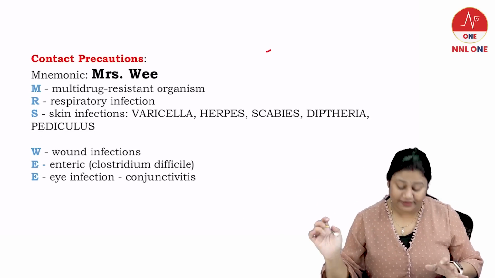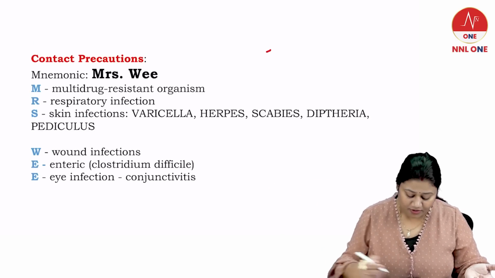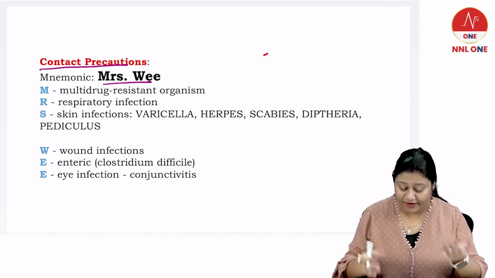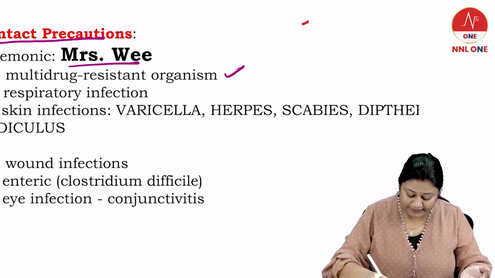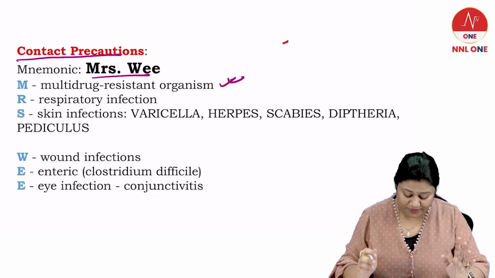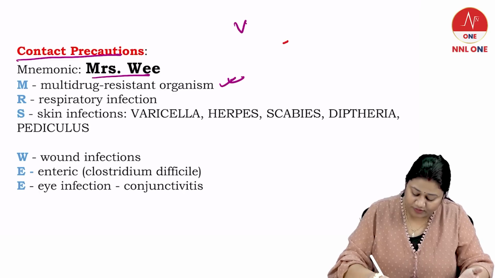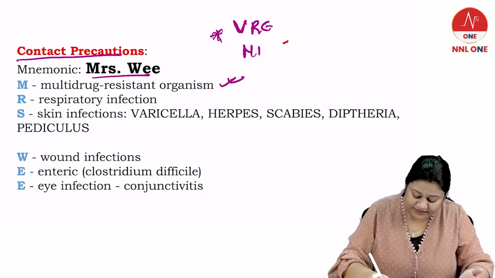Right now, there is a very quick and easy mnemonic you can remember for contact precaution. It is MRS. V. Under MRS. V, what point we need to remember is multi-drug resistant organism, which is very important. Under multi-drug resistant organism, vancomycin resistant enterococci, then we have methicillin resistant staphylococcus aureus.